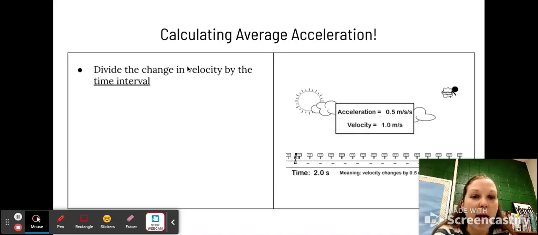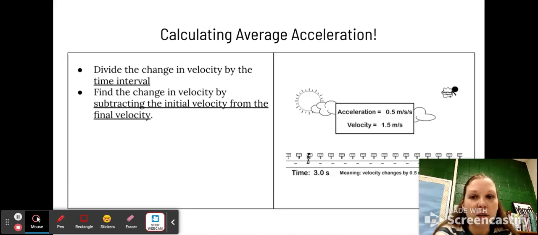So we can calculate average acceleration, which is the one that we tend to deal with. If I ever say calculate acceleration, it's going to be average. And you just take the velocity that you have and you divide it by whatever your time interval is. You can see that in this little GIF over here. So we pick up the velocity, we have our time, and you divide it.